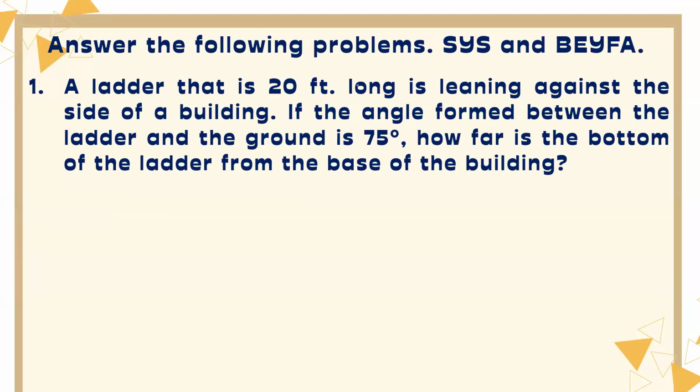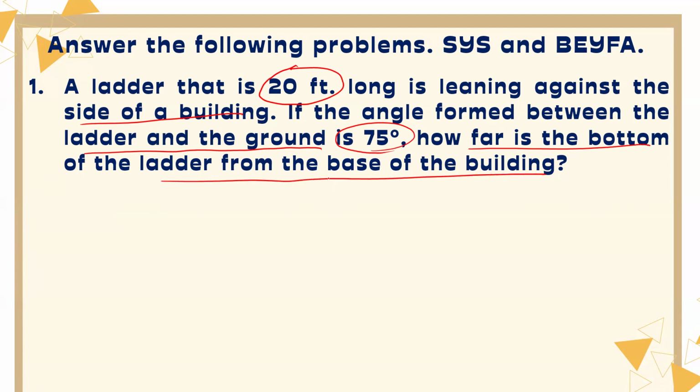Okay, so let us first identify the given information. So we have a ladder that's 20 feet tall. It's leaning against the side of a building, and you have a 75-degree angle formed between the ladder and the ground. And we are asked to determine the distance from the bottom of the ladder to the base of the building. So what's the second thing that we need to do after identifying the given information? Very good. We need to draw the problem.